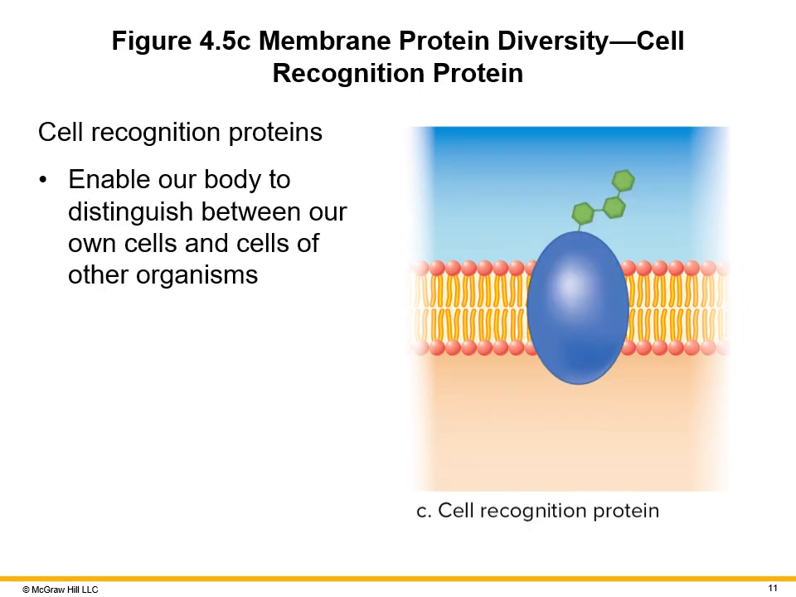Next, we have cell recognition proteins. So this enables our body to distinguish between our own cells and cells of other organisms. So this is important because we don't want our cells to attack our own body cells. We don't want our immune system to attack itself, which would be an autoimmune response.